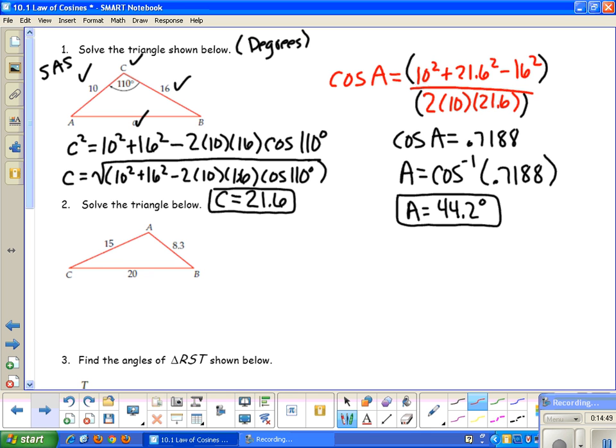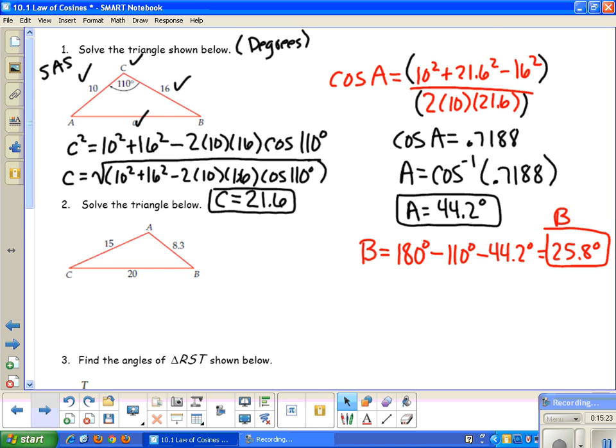And if I know angle A and angle C, I can use the triangle sum theorem to solve for B, because B would be equal to 180 degrees minus 110 degrees minus 44.2 degrees, because remember, all the angles in a triangle have to add up to 180 degrees, which ends up giving us 25.8 degrees. So that would be for B. So now I found everything that I need to find in my triangle.